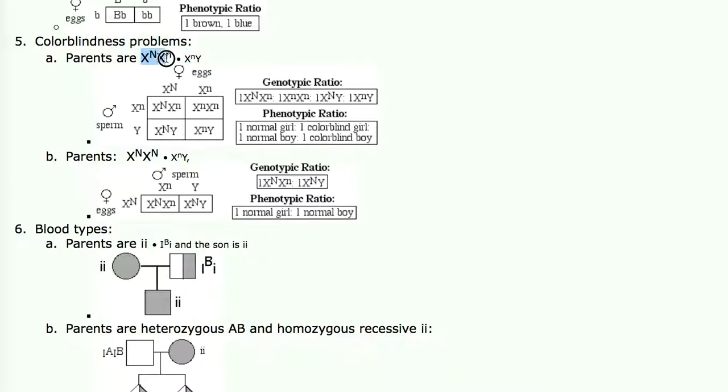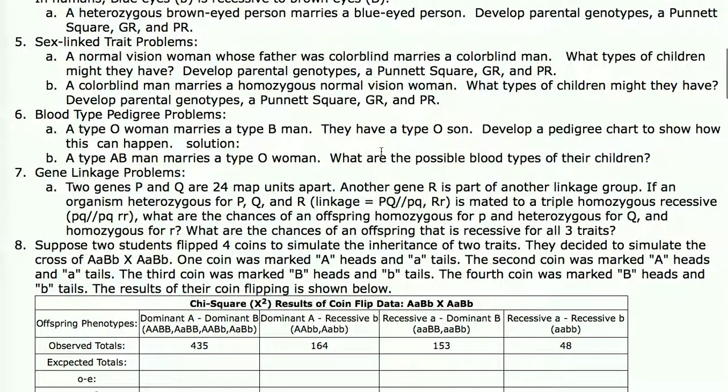Now this mom can make two different kinds of eggs. Dad can make two different kinds of sperm, so you get a 2x2 Punnett square. The genotypic ratios are one of each of these. That's one normal girl, one colorblind girl, one normal boy, one colorblind boy. And there's the phenotypic ratio right there. Okay. Next color blindness problem.